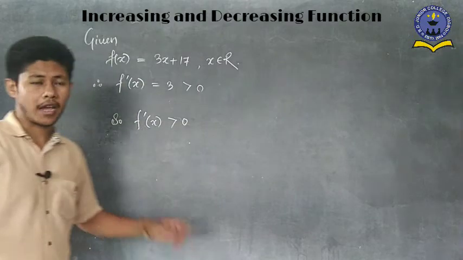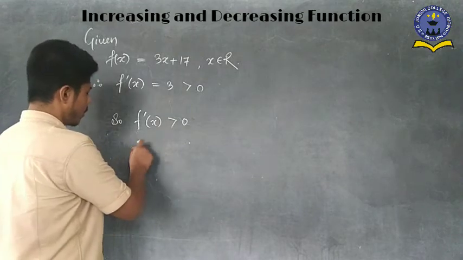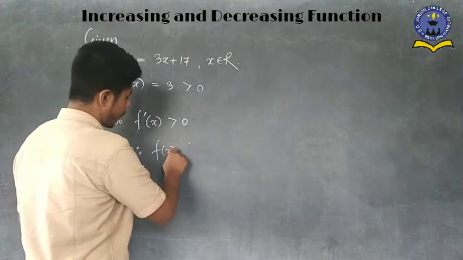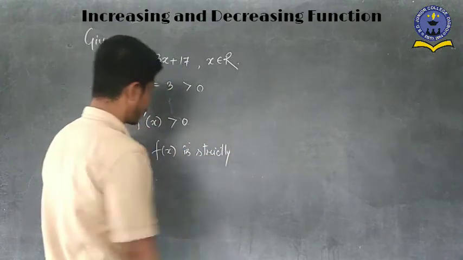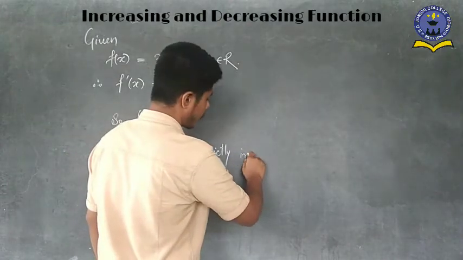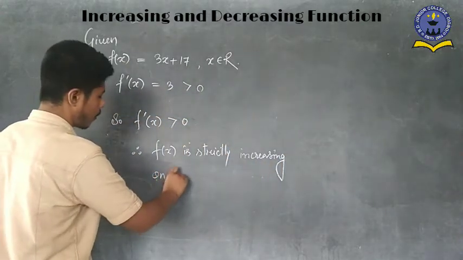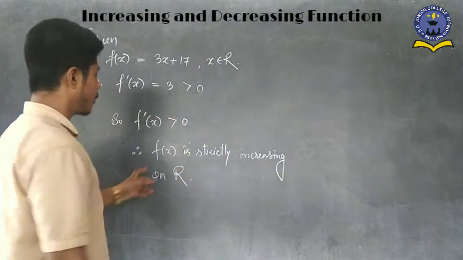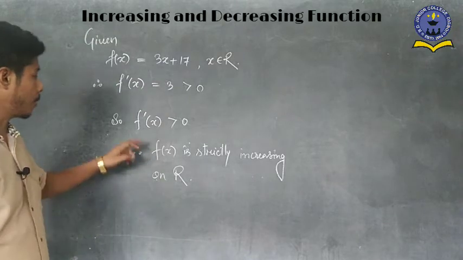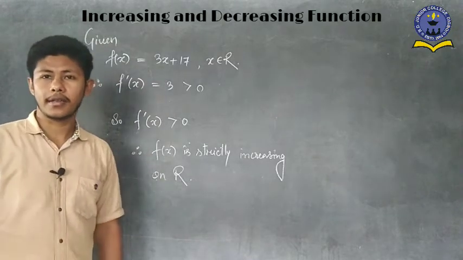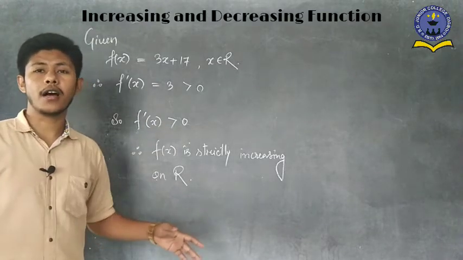Is it clear? f'(x) > 0 is the condition of strictly increasing, so from here we can say it is strictly increasing. Therefore we can write: f(x) is strictly increasing on R. In this way we can complete this question. f(x) is strictly increasing on R because f'(x) > 0. Very simple question. This one is the first method. Okay, now we apply the second method.